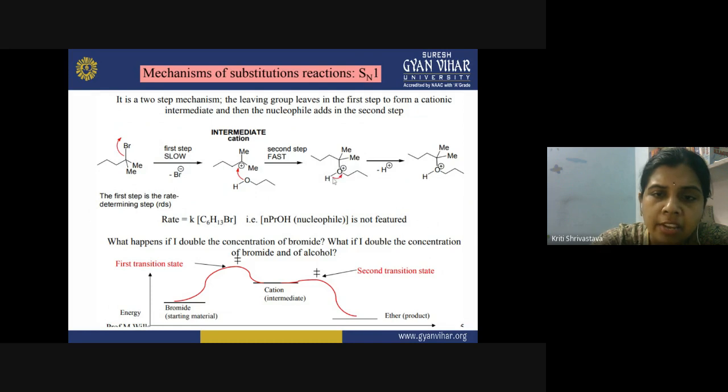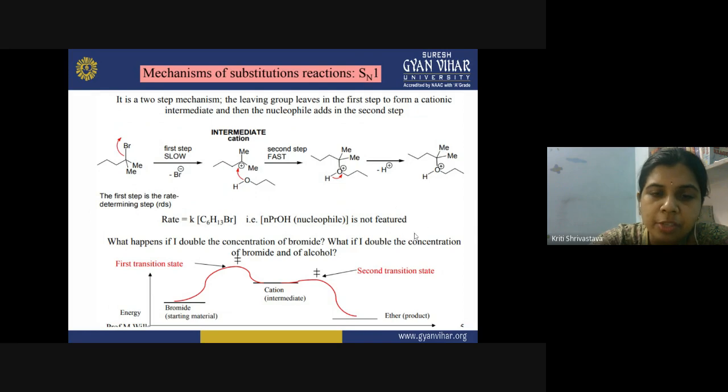Now again, the electrons between the oxygen and hydrogen are drawn by the oxygen. So the electrons of this shared pair are coming towards the oxygen, and the formal charge on oxygen is moving on the hydrogen. Now, because the hydrogen is getting a positive charge, it is removed as minus H plus. So one proton is removed here, and as a result, you get your product.